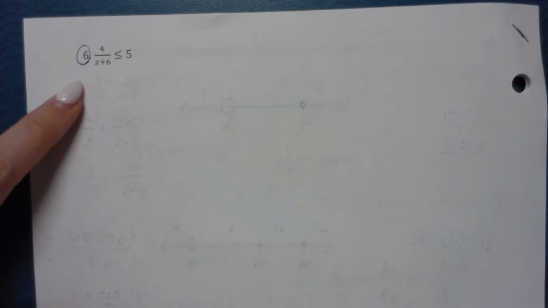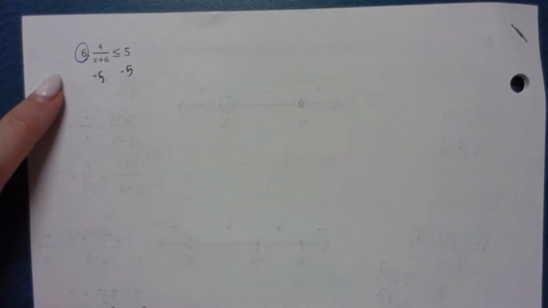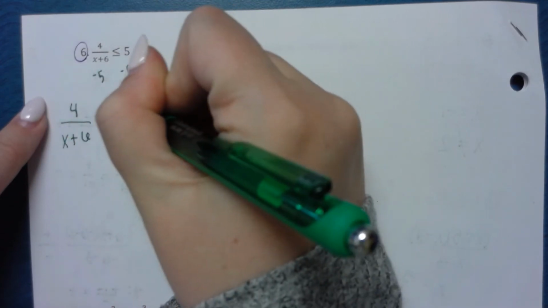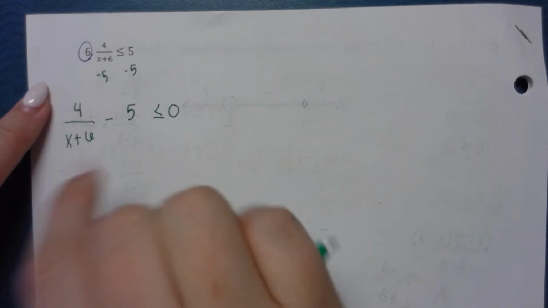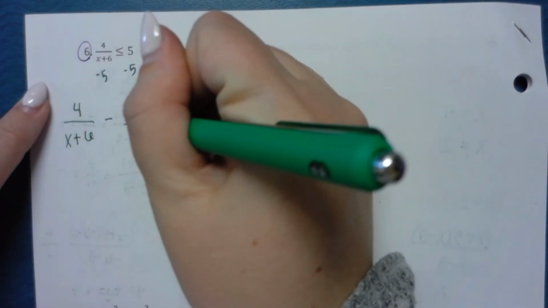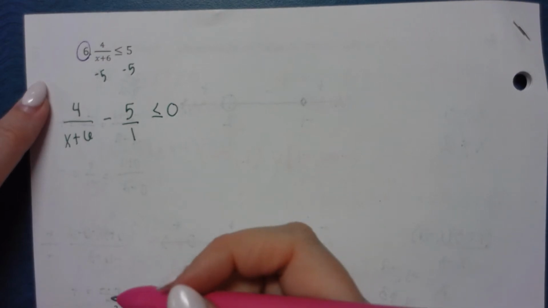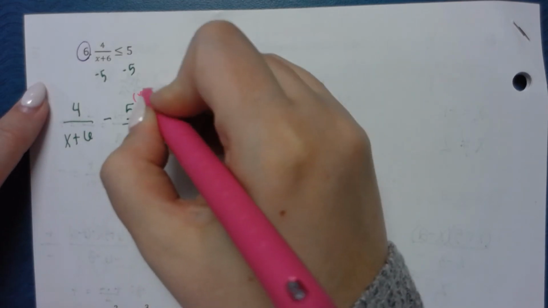Okay, number 6, we've got 4 over x plus 6 is less than or equal to 5. So the first thing we have to do is make this 0, so we're going to have to subtract the 5 over. So we've got 4 over x plus 6 minus 5 is less than or equal to 0. Now I can't figure out what x equals and cannot equal until this is one fraction, and in order to make it one fraction, I'm going to have to subtract, which means I need common denominators. So I'm going to have to multiply this one by x plus 6 on top and bottom.